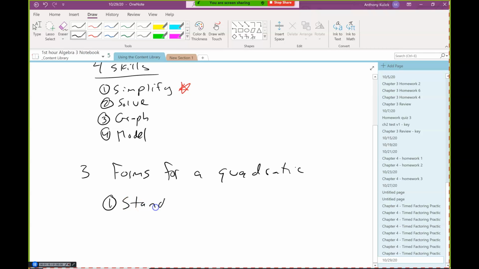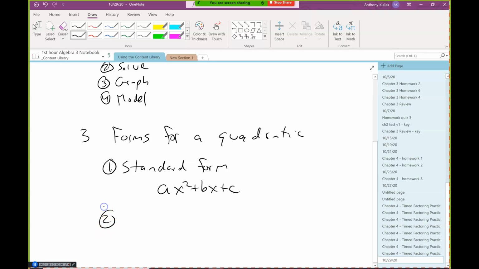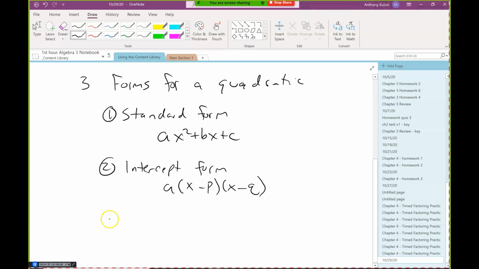So there was the standard form. There was intercept form, which is kind of like factored form. And then there was vertex form. And I don't remember the order that we wrote these earlier when we listed them before, but this is the order that I'm listing them in now.